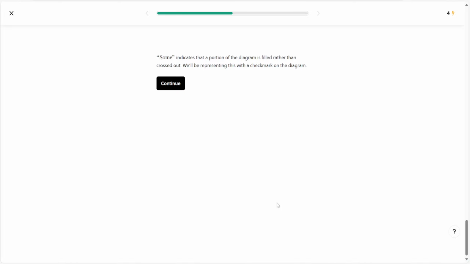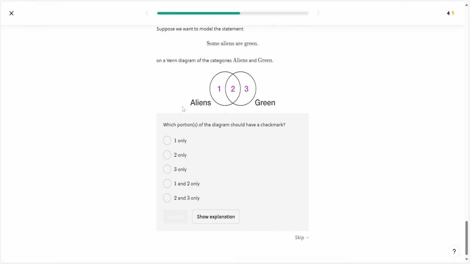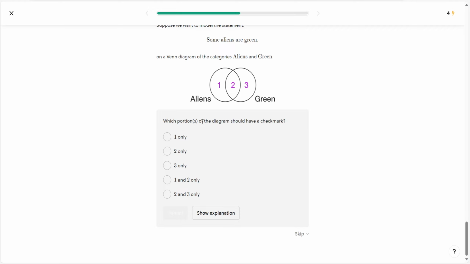Some indicates that a portion of the diagram is filled rather than crossed out. We'll be representing this with a check mark on the diagram. Suppose we want to model the statement some aliens are green on a Venn diagram of the categories aliens and green. Which portion of the diagram should have a check mark?